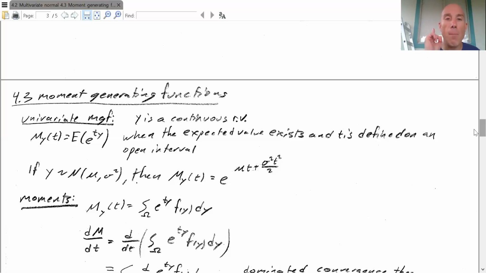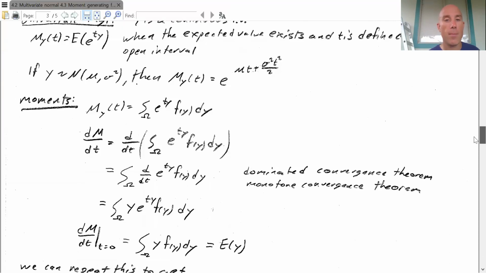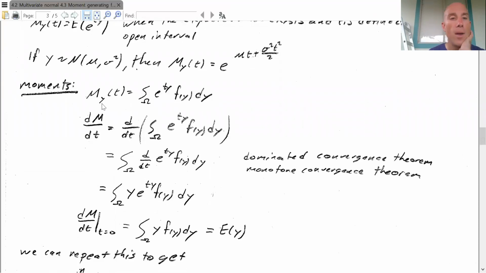Okay, so now let's think about moments. These are called moment generating functions. Why are they called moment generating functions? If I take the derivative and then I plug in 0, I'm going to get the expected value of a moment. All right, so from what I've said before, a moment generating function is the expected value of e to the t times y.